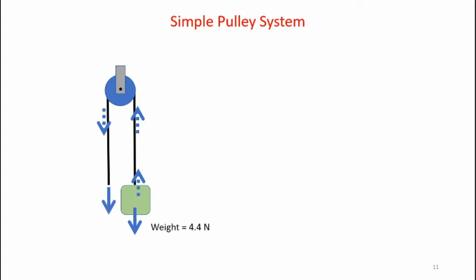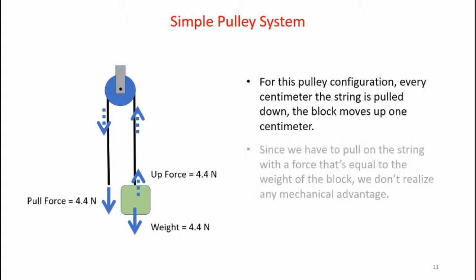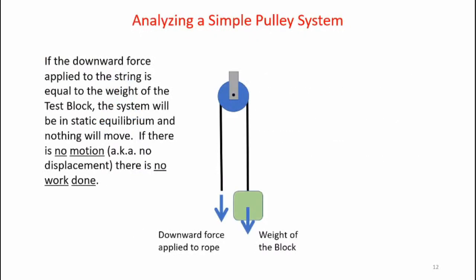Let's assume the weight of our block is 4.4 newtons. So if we want the block to stay still, we have to apply 4.4 newtons upwards. That means we have to pull down on the string with 4.4 newtons to keep the system in equilibrium. Now for this pulley configuration, every centimeter the string is pulled down, the block moves up 1 centimeter. And since we have to pull on the string with a force that's equal to the weight of the block, we don't realize any mechanical advantage.